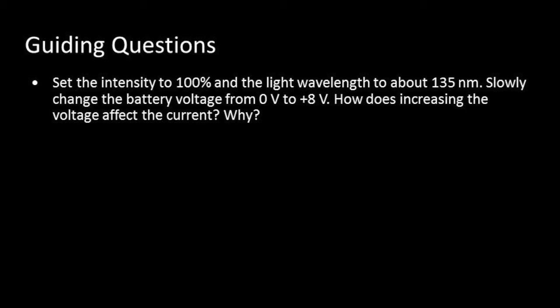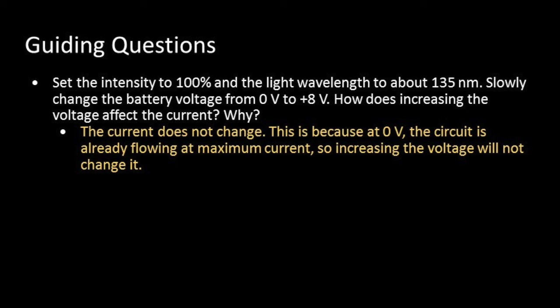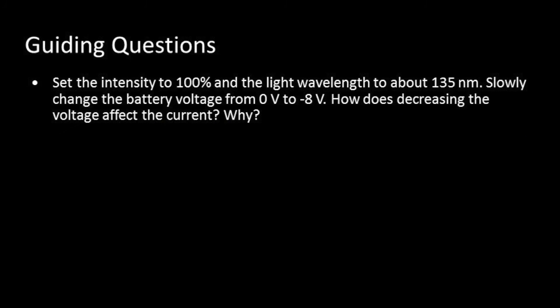Now set the intensity to 100% and the light wavelength to about 135 nanometers. Slowly change the battery voltage from 0 volts to 8 volts. How does increasing the voltage affect the current? Why? Well, the current does not change. This is because at 0 volts, the circuit is already flowing at maximum current, so increasing the voltage will not change it.